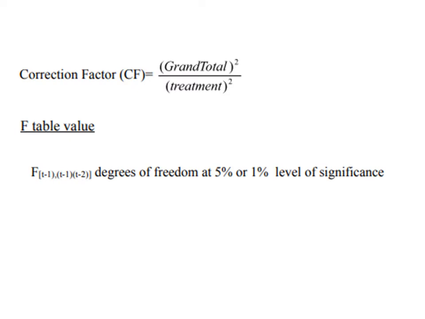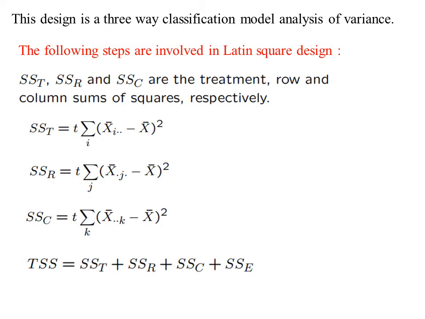Now these are some fundamental formulas. Total by treatment square, like grand total. So this is the correction factor formula. The F table we may find out by using a 5% or 1% level of significance. It's the usual procedure. And the formulas for SST, SSR, SSC, right? SST means sum of squares, total sum of squares, and sum of squares with respect to row and column, and TSS. In addition to that, one treatment is going to come. For that case, I am going to use SSK.